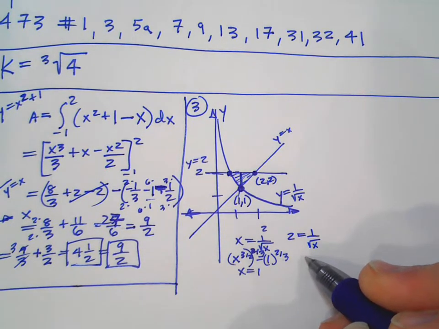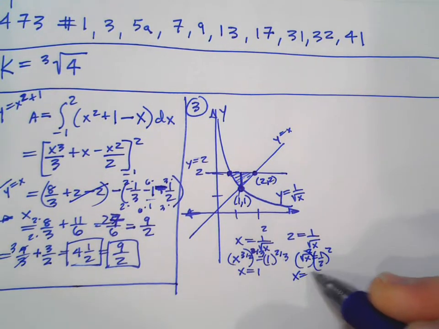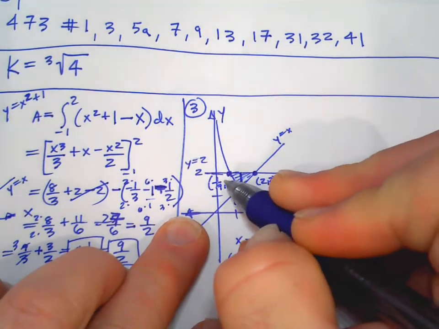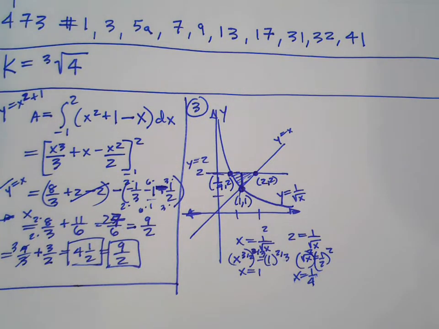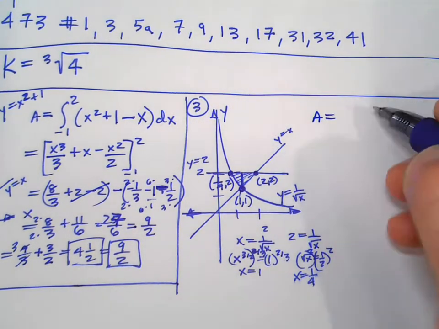We could flip both sides, square it, x equals 1/4. So this is at (1/4, 2). All right, so we have all the intersections. We might have needed those anyways for horizontal slicing. Let's do vertical slicing first, and then you could compare.